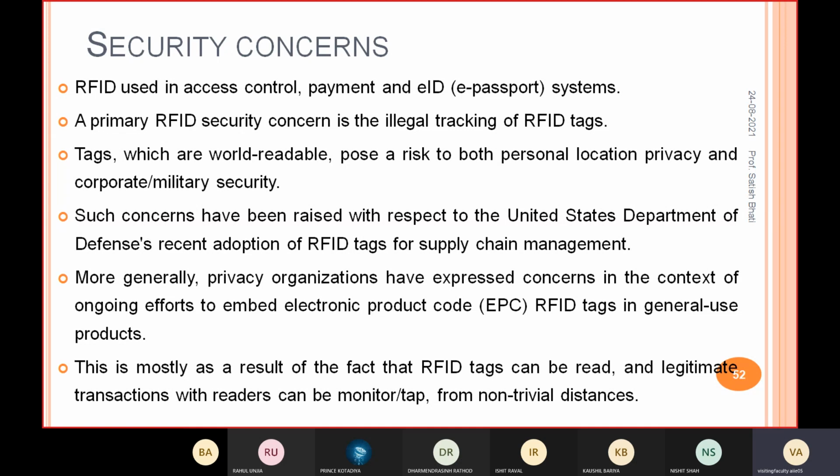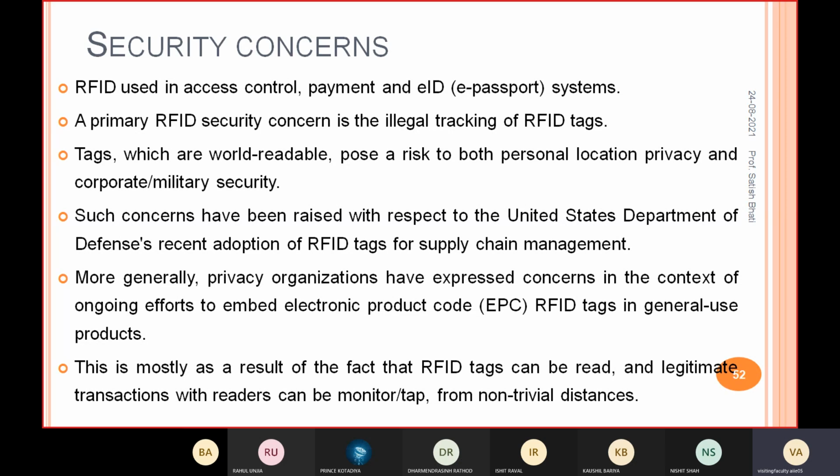Okay? So the primary RFID security concern is the illegal tracking of RFID tags. If somebody reads your RFID tag, you have a reader, you can read, that is fine. But whatever RFID tag you are using in your system, I can make a reader which will read this RFID tag, and then I can track and get whatever information you have saved in your tag.